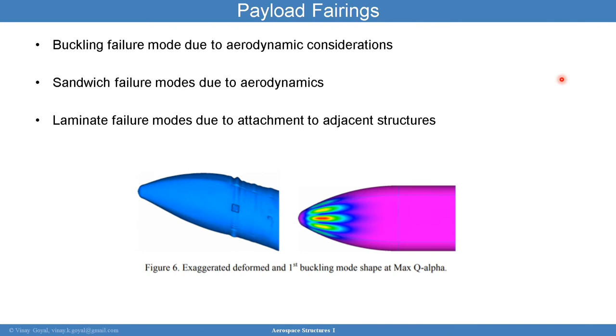And so you may have a laminate failure mode issue at those critical locations. And here you can see one of the buckling mode shapes at max Q, which is one of the highest aerodynamic loading environments you may see as you're ascending to space.